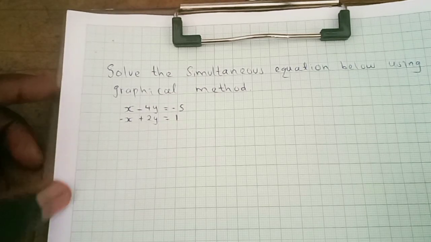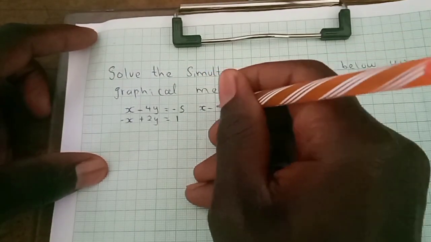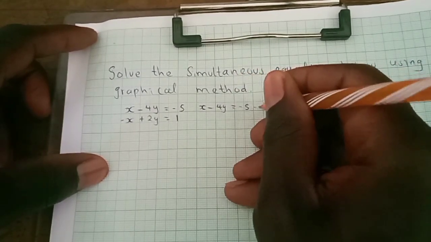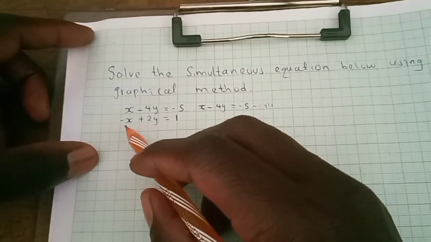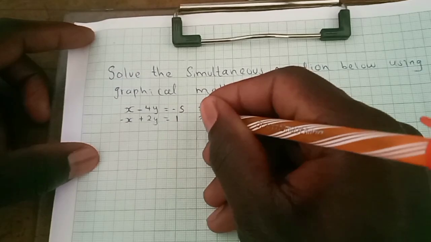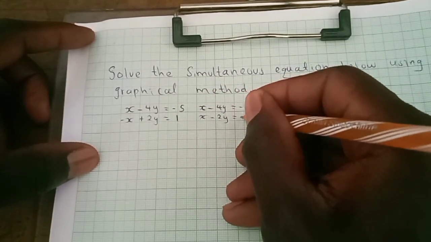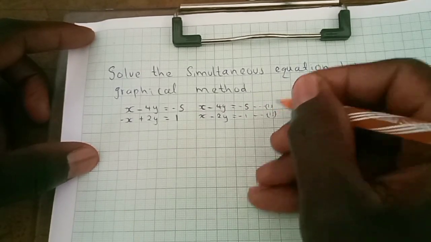So the first thing that we are supposed to do here: x minus 4y is equal to negative 5. That's my equation 1. I'll multiply the second equation by negative 1 so that I can make this x positive. So it will be x minus 2y is equal to negative 1. This is my equation 2.